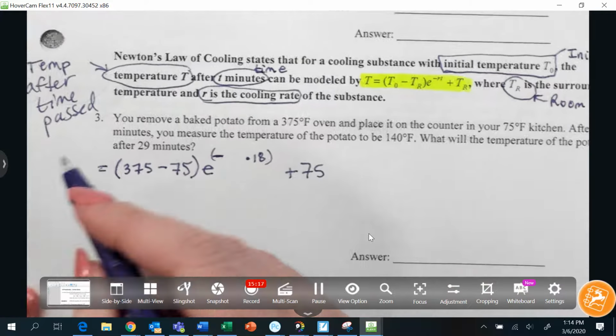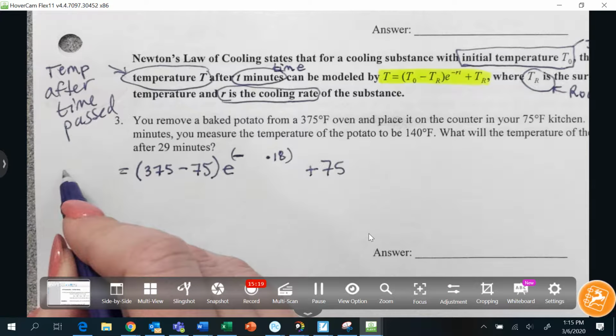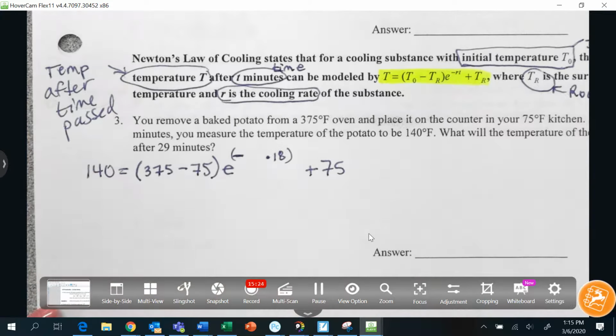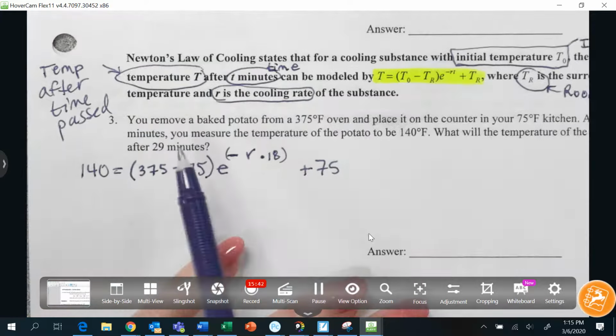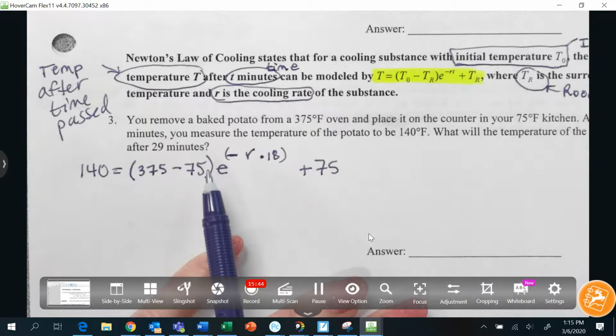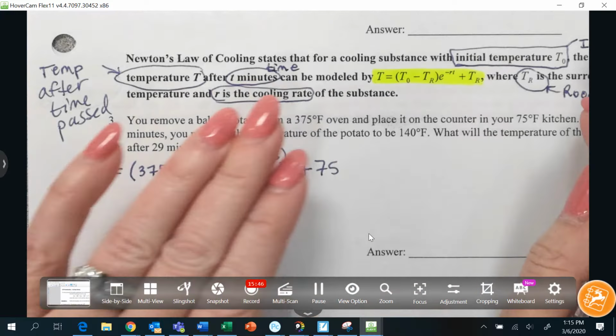So I know that over here is 140. So what is missing from this formula? The cooling rate. Because we don't know the cooling rate of that particular potato. All I know is for 18 minutes, this is how much it went down. So what we're going to do is solve for the cooling rate. And then I'm going to go back and answer the second part of the question.